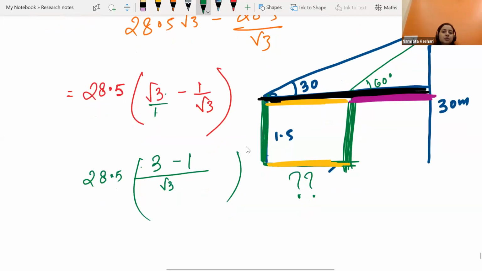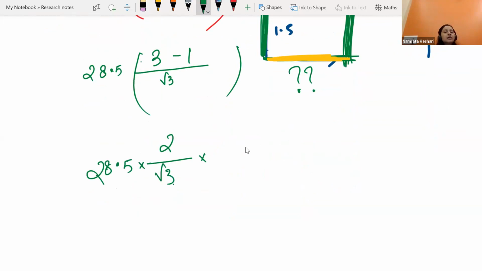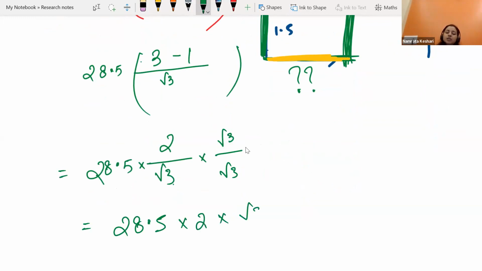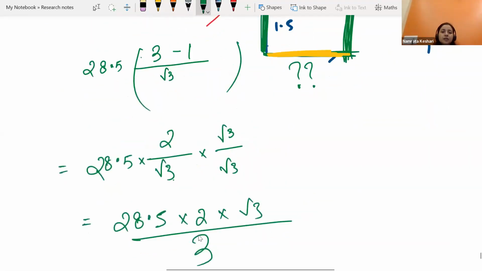Let's do it the other way also. So 3 minus 1 is 2 by root 3 and 28.5. Now I told you that rationalization you have learned so that you will not leave your answer like this. So you can do rationalization over here. Root 3 is there in the denominator. We want to remove that. We will multiply root 3 and root 3 in the numerator and denominator, and due to that, we are left with 28.5, 2, root 3 in the numerator, and in the denominator just 3.